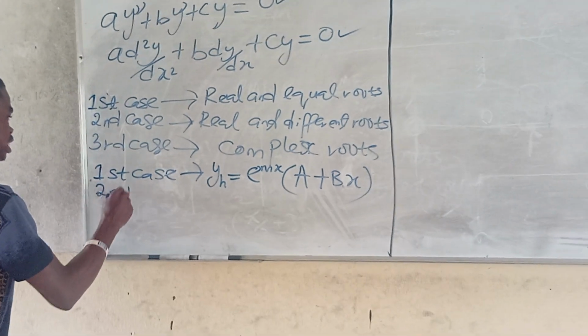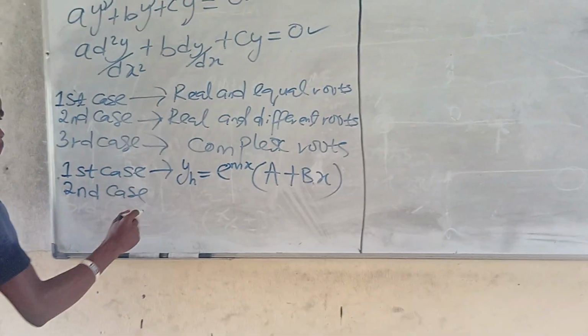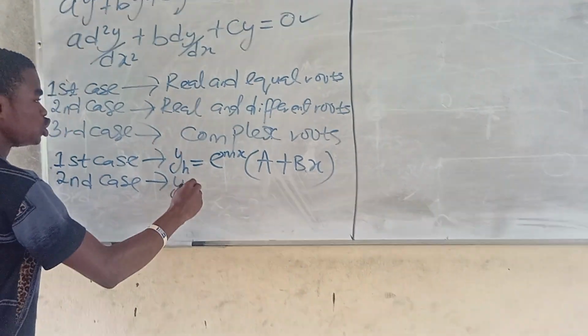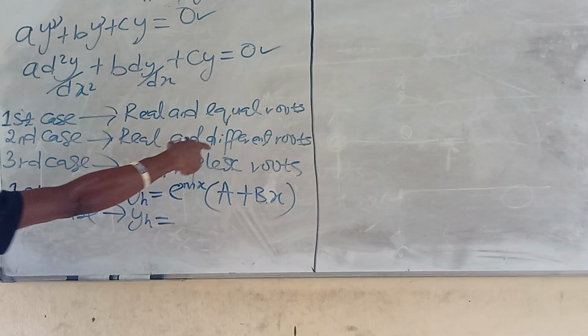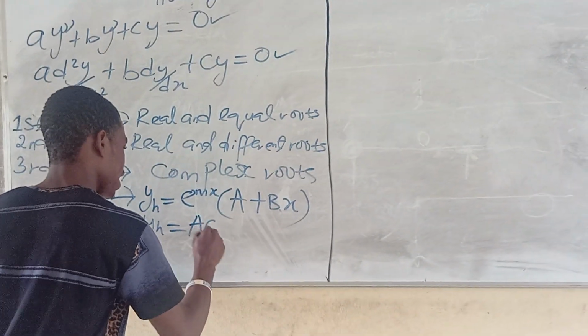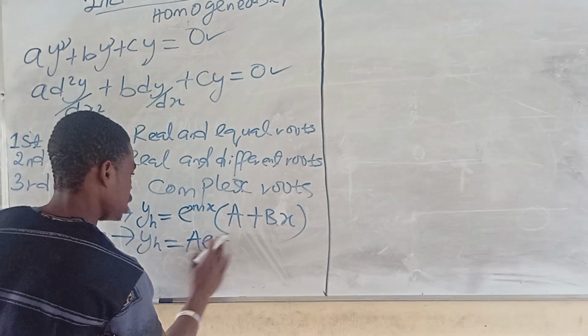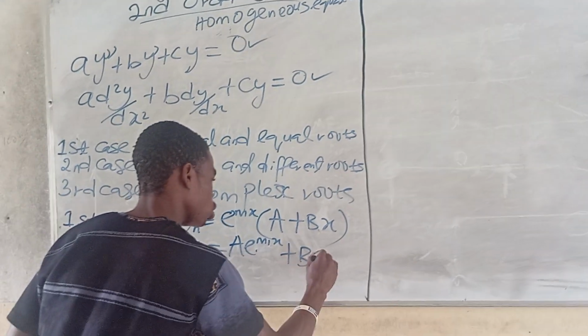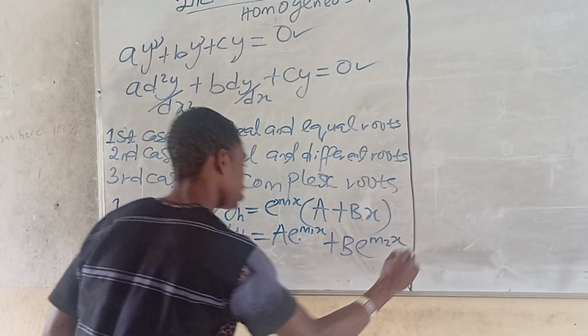For the second case, we have the homogeneous equation, y homogeneous equals, that's real and different root. So we are going to have a e^(m1x) plus b e^(m2x).